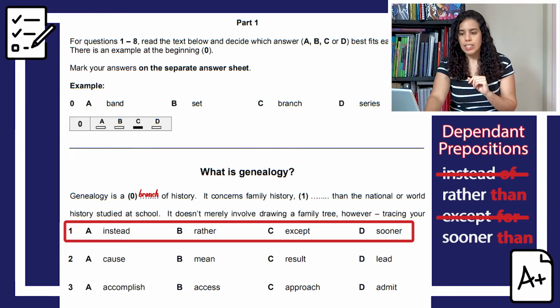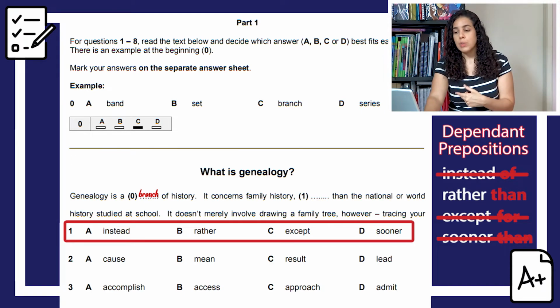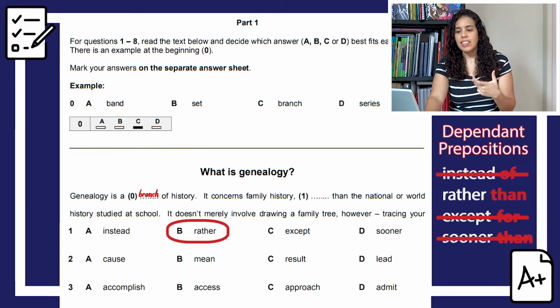From the context, you can eliminate sooner. We say sooner than, but it doesn't fit the context. And it leaves us with rather. And this is your correct option, rather than. So, it concerns family history, rather than the national or world history studied at school.